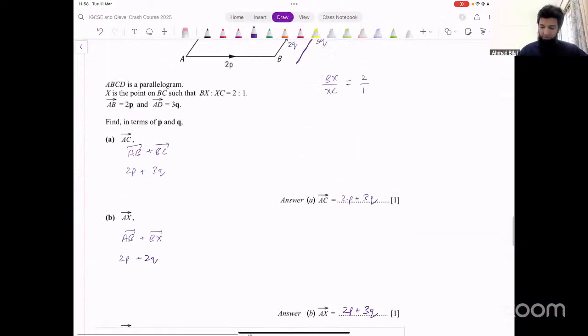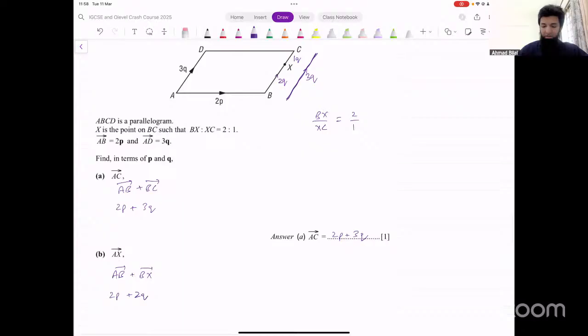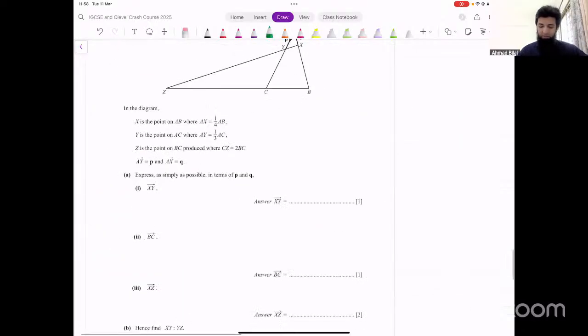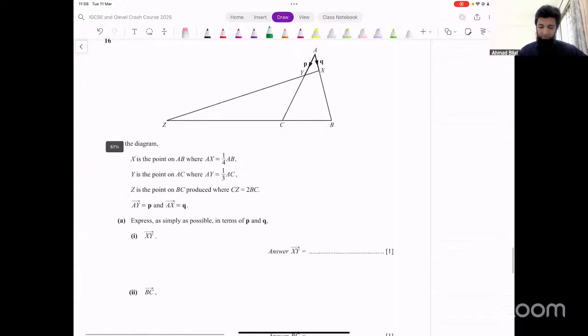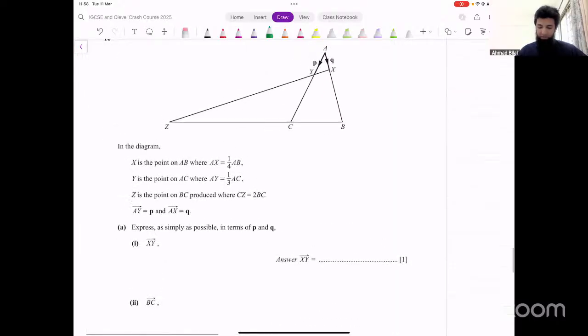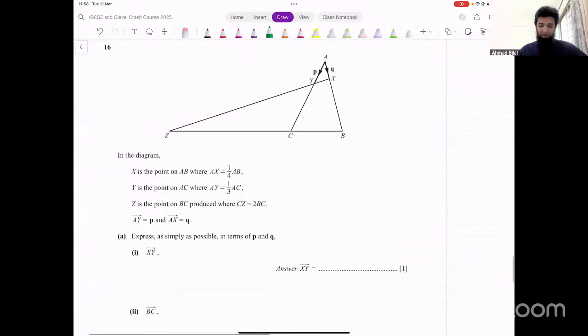Okay. Again, that was slightly trickier than the previous one, but let's make it a bit more complicated now. Let's say we've got this now. We have this diagram in which X is the point on AB. Okay. AB is the line, is this line. X is some point on AB, where AX is equal to 1 over 4 times AB.